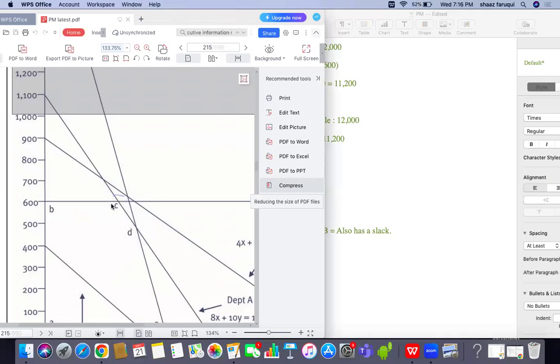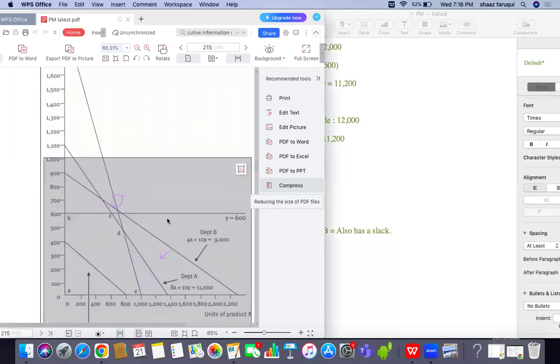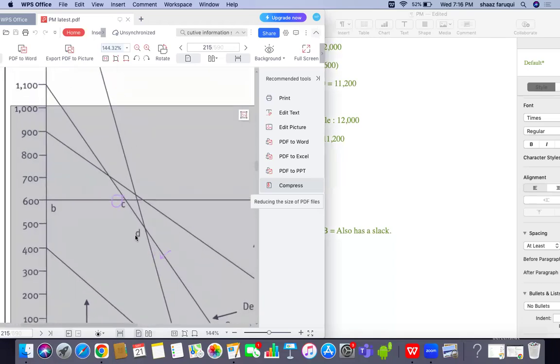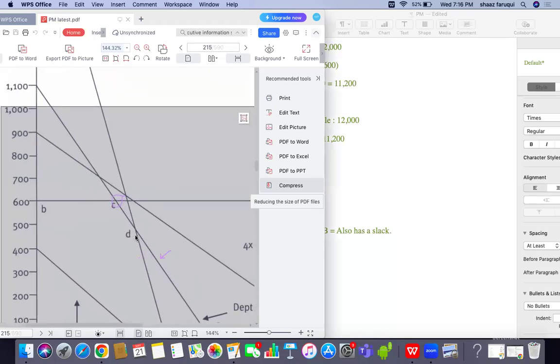See, my answer was at point C, meaning I'm on the department A line. I have reached the line, meaning in department A, I have reached the limit. There is no slack. Similarly, there was one more constraint which said that y cannot be more than 600, and I am on that line, meaning there is no slack, meaning I have made all 600 y's.